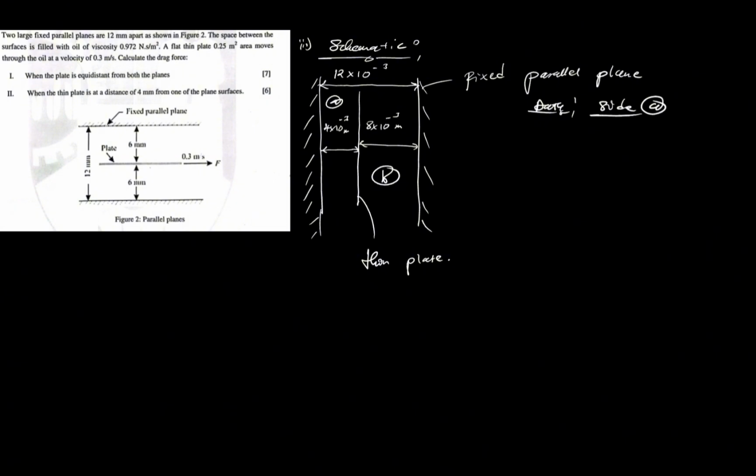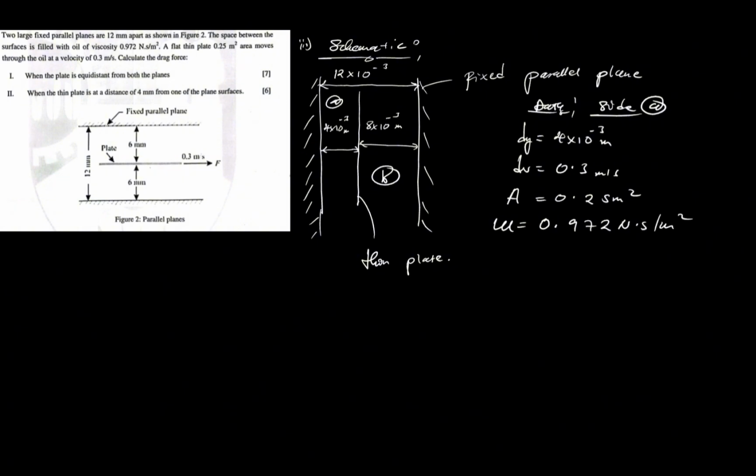So for side A, the distance dy is 4 millimeters, which is 4 by 10 to the minus 3 meters. Then du is the same, 0.3 meters per second. And the area of the plate is the same, which is 0.25 meters squared. Then lastly, the dynamic viscosity, or rather just the viscosity, is 0.972 Newton second per meter squared.